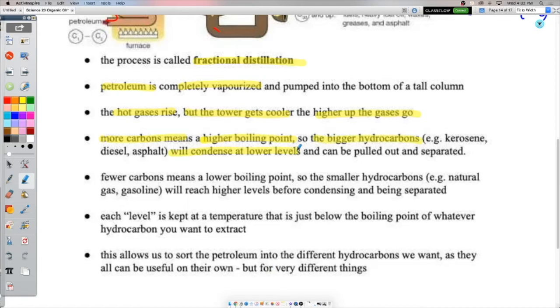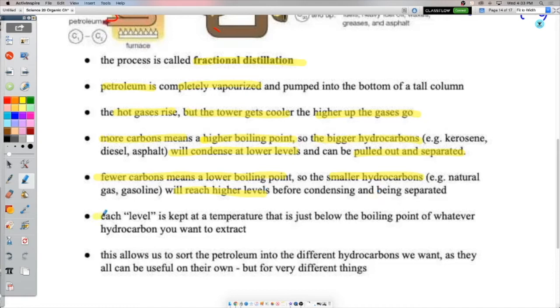They turn back into liquids. Once they're a liquid, it's easy to pull it out. We can pull them out and separate them. And on the other side of the coin, fewer carbons means a lower boiling point. So the smaller hydrocarbons will reach higher levels before they become a liquid again. And then they can be separated up there.